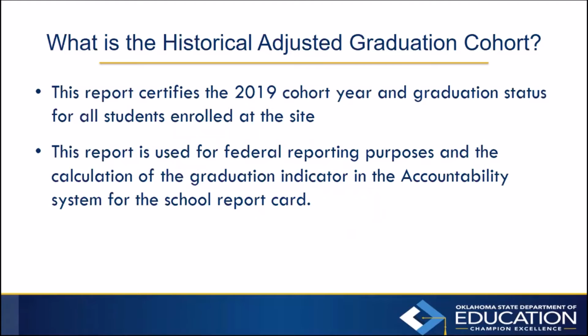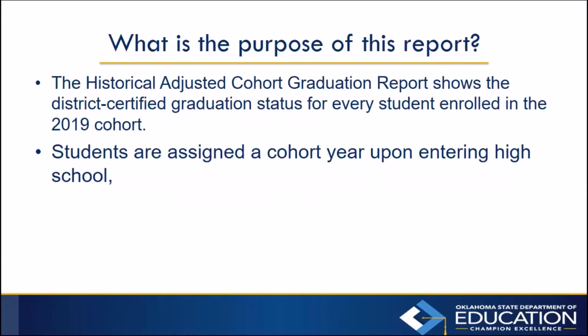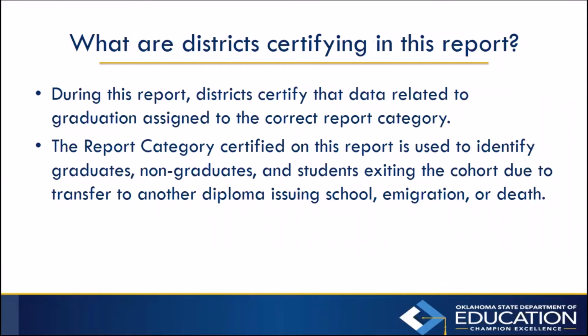So what is the Historical Adjusted Graduation Cohort Report? This report certifies the 2019 cohort year and graduation status for all students enrolled at the site. This report is used for federal reporting purposes and the calculation of the graduation indicator in the accountability system for the school report card. The Historical Adjusted Cohort Report shows the district certified graduation status for every student enrolled in the 2019 cohort. As a reminder, we're only looking at graduates during the 2019 cohort. Students are assigned a cohort year upon entering high school.